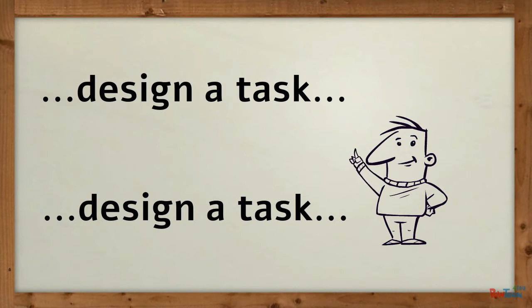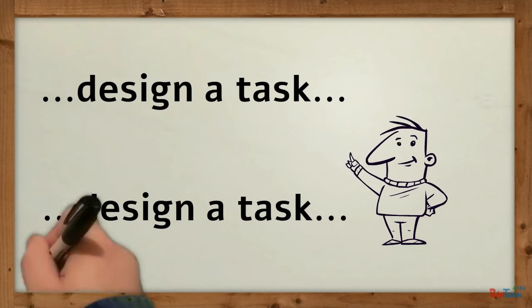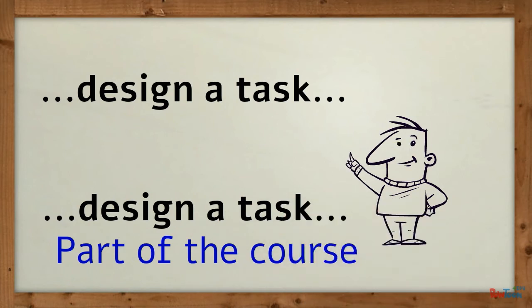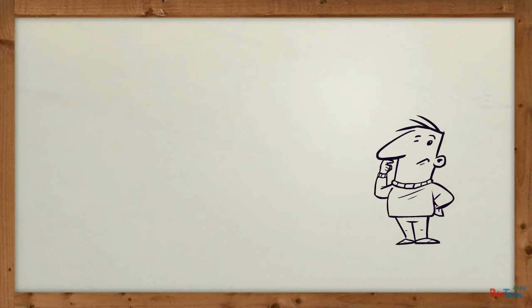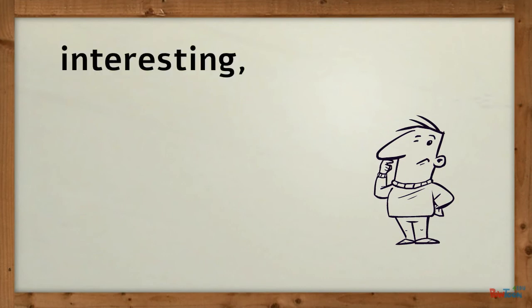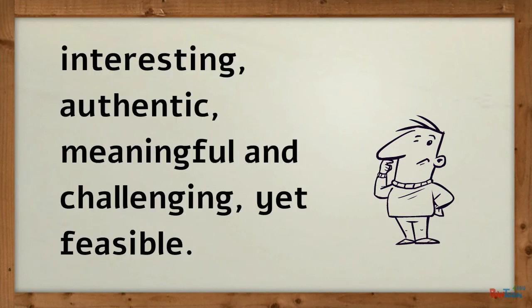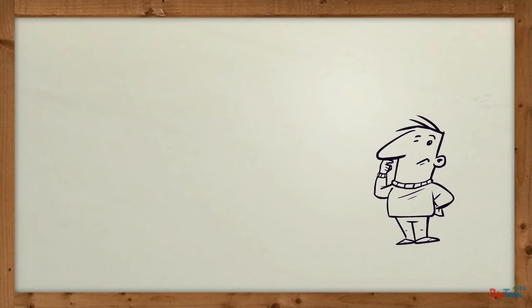Although the two statements look very similar, the assessment task is written in the context of an assessment to be completed as part of the course, and the learning outcome is written in the context of an action to be completed long after the course is over. The best assessment tasks are interesting, authentic, meaningful, and challenging, yet still feasible for the learners to successfully complete.